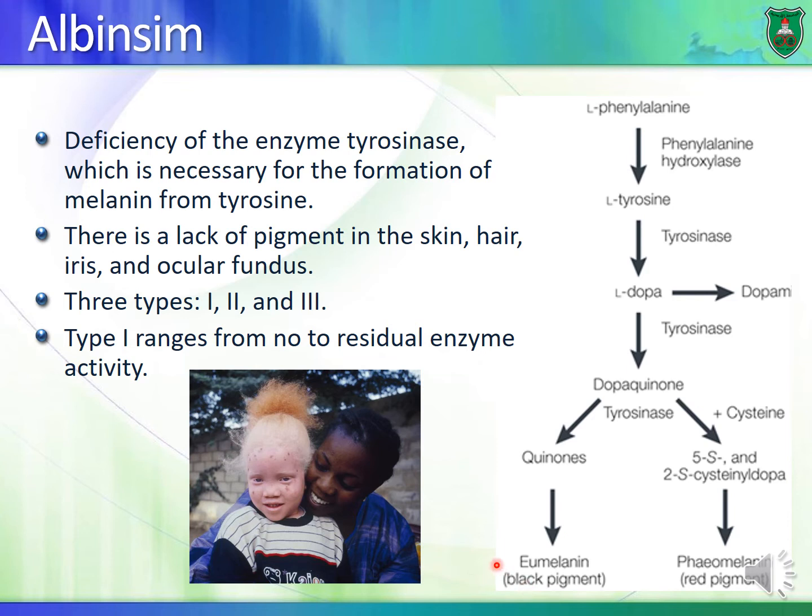So eumelanin is present in high quantity among black individuals, and of course, it goes down as you go up in latitude. Now, phenylmelanin gives people the red pigments, red hair, skin, and so on. Now, there are different types depending on the severity of the disease. Type 1 ranges from no to residual enzyme activity.